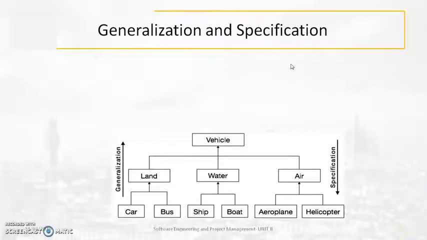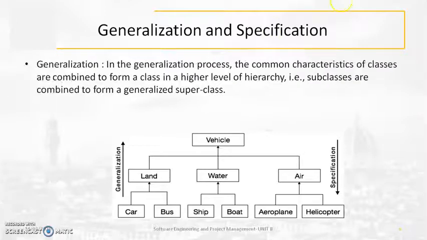The next is generalization and specialization. Generalization is the process of extracting the shared characteristics from two or more classes and combining them into a superclass. These are shared attributes, associations or methods. In generalization, the properties of two classes are extracted into another class. The common characteristics of two classes are combined in the form of a higher level of hierarchy. So these are subclasses, and this is called the superclass for them.